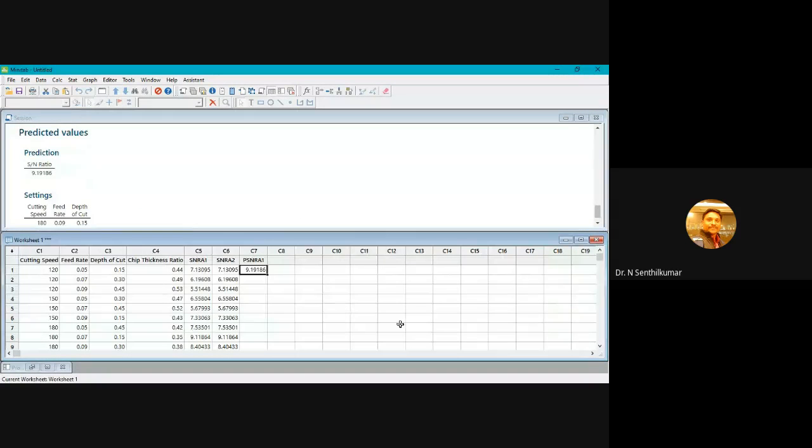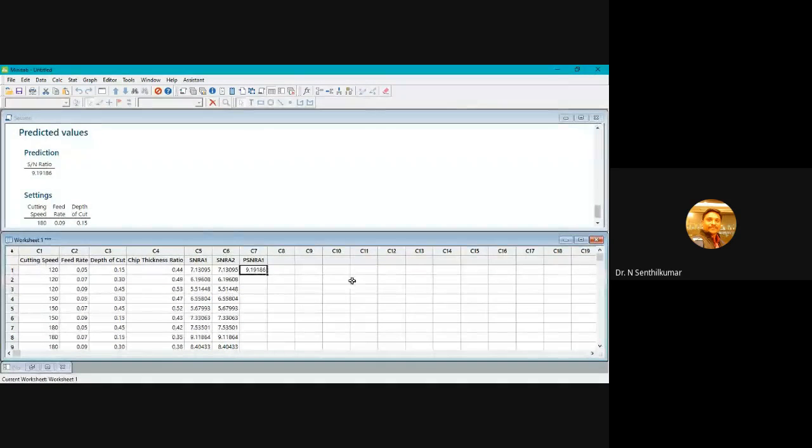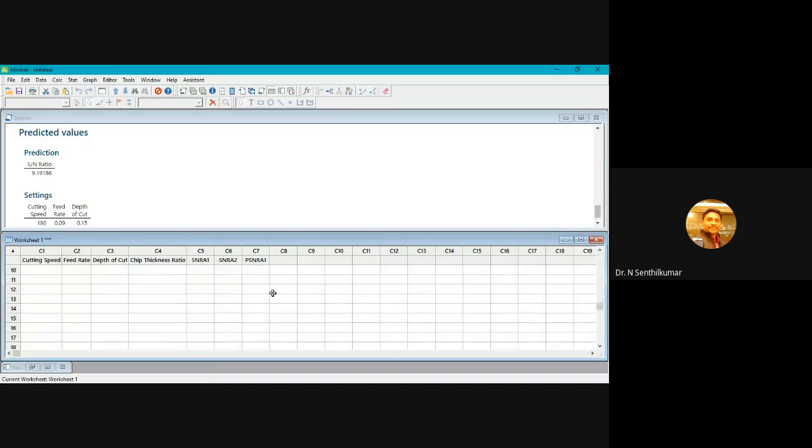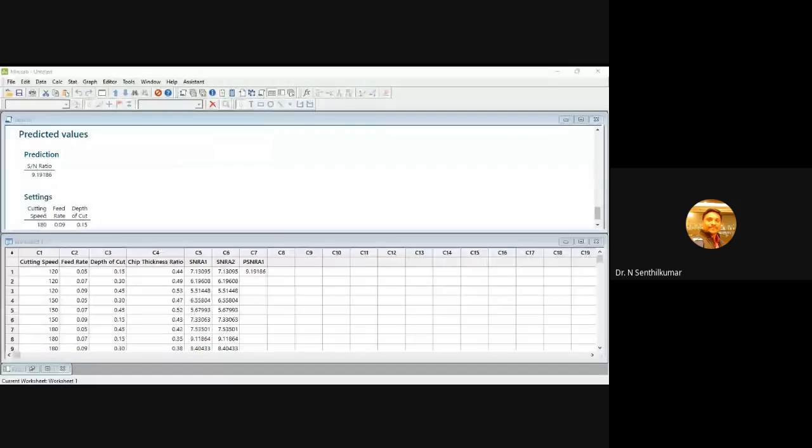So what is the value? 9.19. From my PPT, my predicted value is 9.192. It is exactly the same. Are you able to understand? So this is the formula, no need. You can also predict this using the option that is being given. Okay, so this is simple as it is. So any doubts in this? You can ask me, sir.